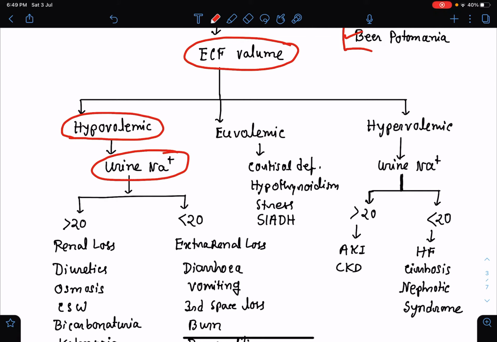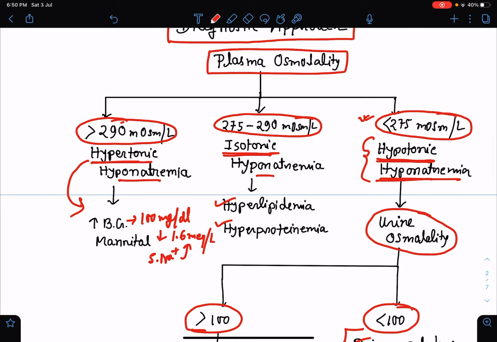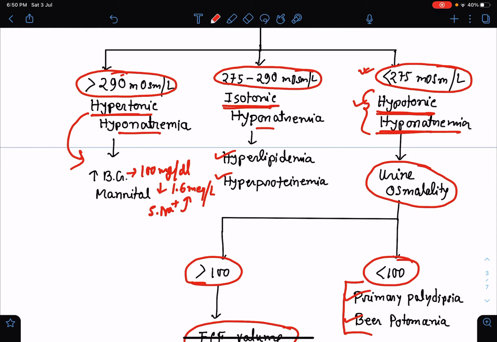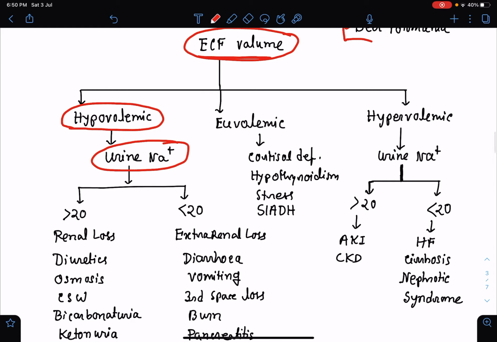So we have seen the role of plasma osmolality in classifying hyponatremia as hypertonic, isotonic, and hypotonic hyponatremia. Then if it is hypotonic hyponatremia, we will look for urine osmolality. If urine osmolality is more than 100, we will look for extracellular fluid volume. If extracellular fluid volume is less, that means there is hypovolemia, then it will be a case of hypovolemic hyponatremia. And here comes the role of urine sodium.